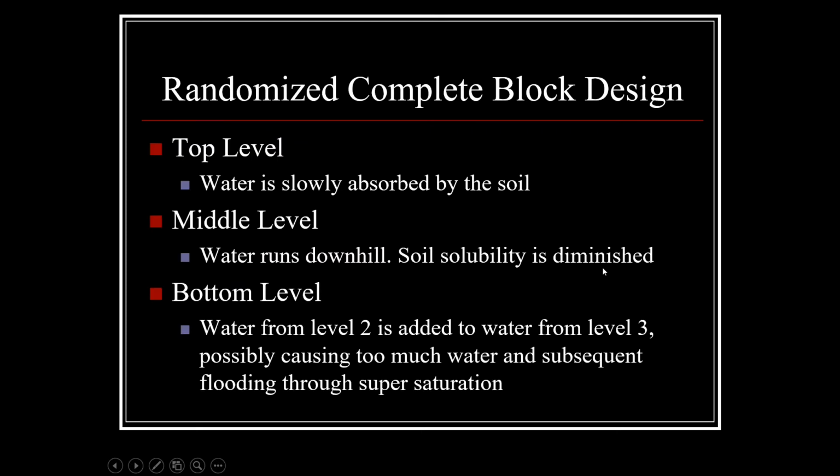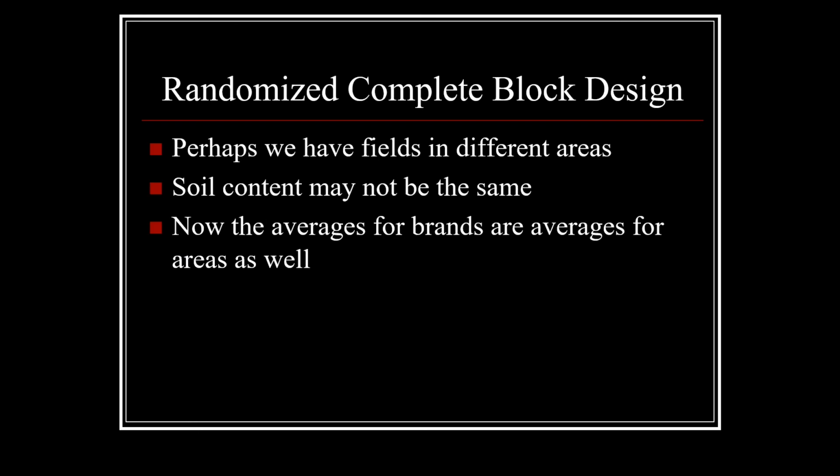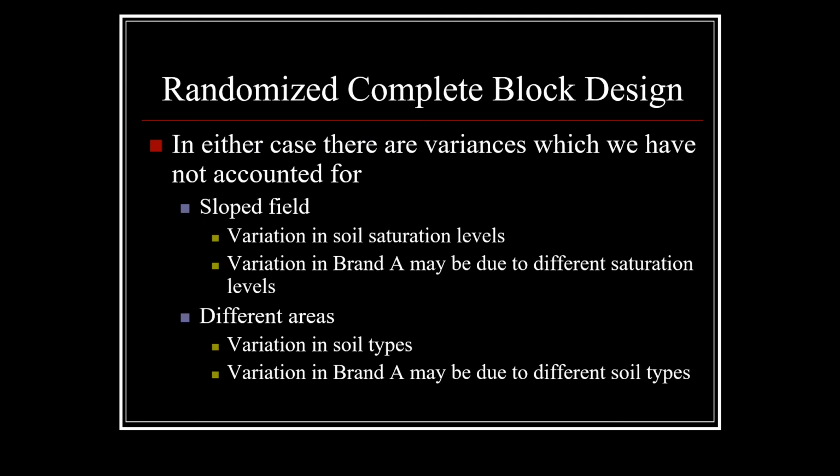So in our top level, our water is slowly absorbed by the soil. Our middle level, water runs downhill, so soil solubility can be diminished. In our bottom level, water from level 2 is also added to the water from level 3. This possibly causes too much water and subsequent flooding through supersaturation. Or perhaps we have fields in different areas, and our soil content may not be the same. So now the averages for our fertilizer brands are averages for our areas as well.